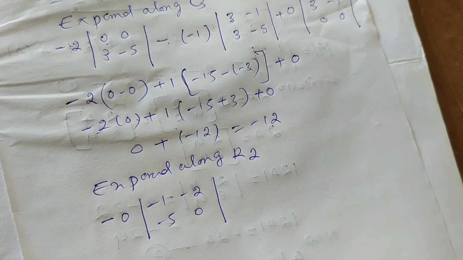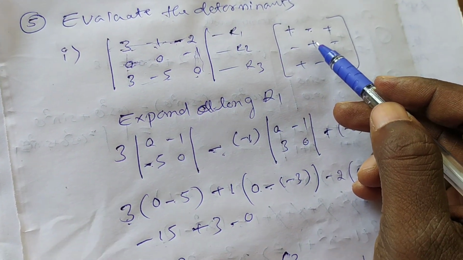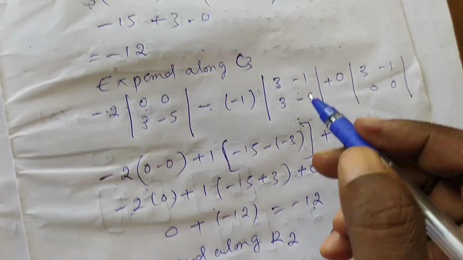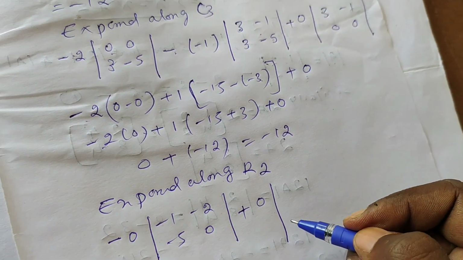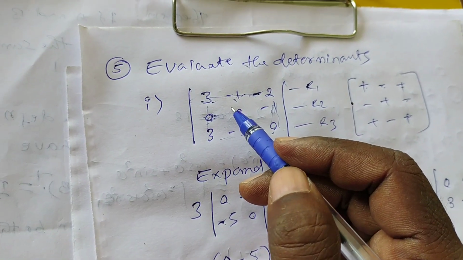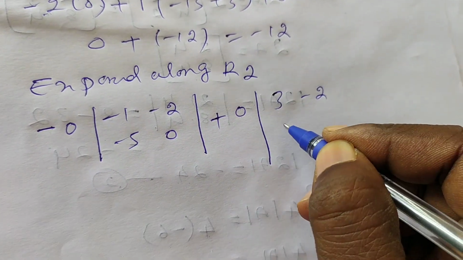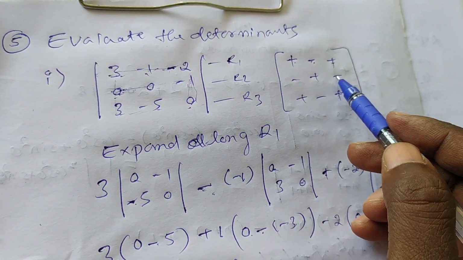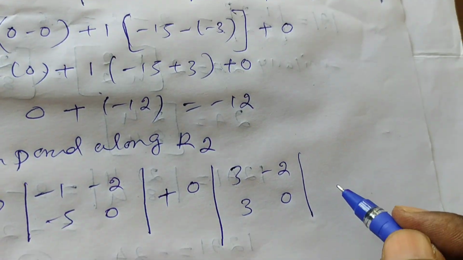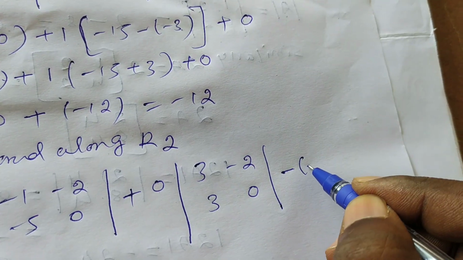And now the sign is plus here. Write the plus. The element here is also 0. Delete all the elements in the row and column in which 0 exists. The second row and second column, 3, minus 2, 3, 0. And the sign is minus here. Second row, minus. Write the minus. The element here is minus 1.